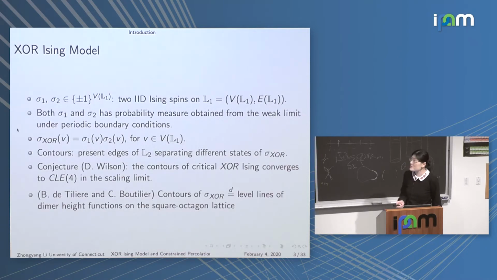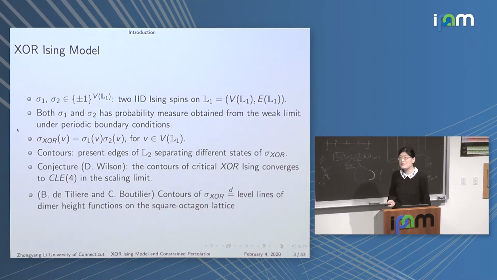So what I'm going to do is focus on the percolation property of the XOR Ising model. What is the percolation property of the XOR Ising model? Basically, we are asking classical questions: whether or not there exists an infinite connected set of vertices such that each vertex has configuration plus, or there exists an infinite connected set of vertices such that every vertex has configuration negative.